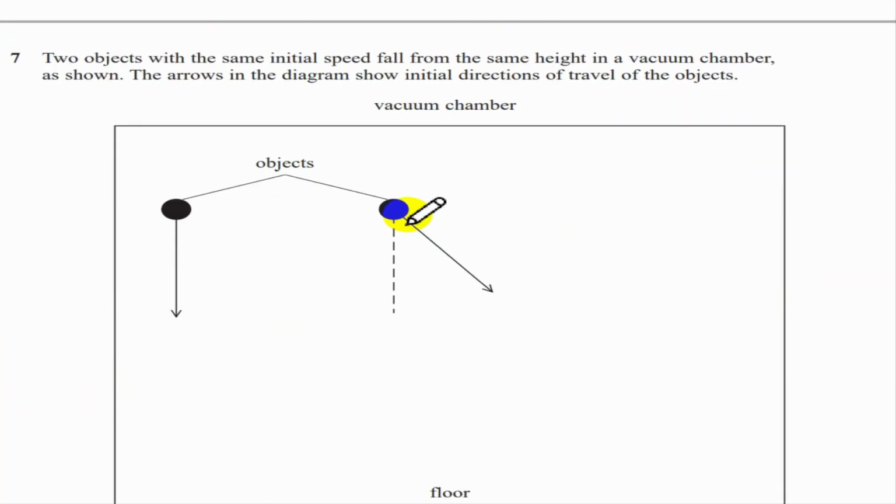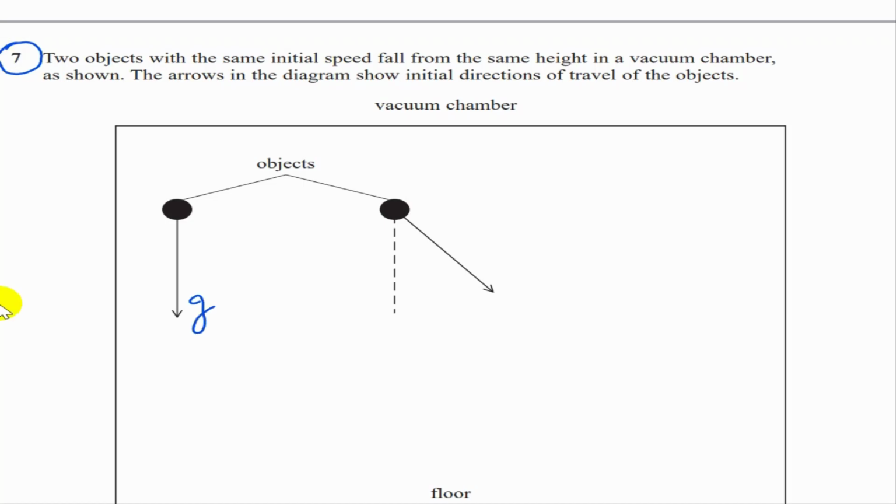Now question number 7. Two objects with the same initial speed fall from the same height in a vacuum chamber as shown. The arrows in the diagram show the initial directions of travel of the objects.